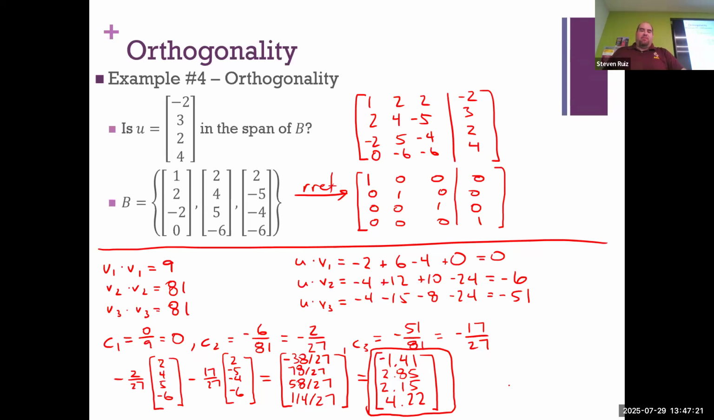So kind of metaphorically speaking, what's going on here is, let's say this vector right here represents all the vectors in B. And right here is vector U. There's some difference between them, and that has to be perpendicular.